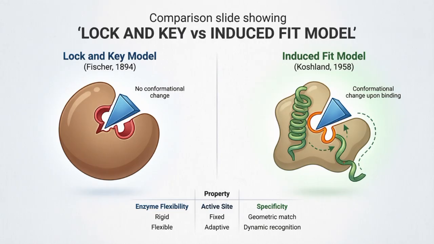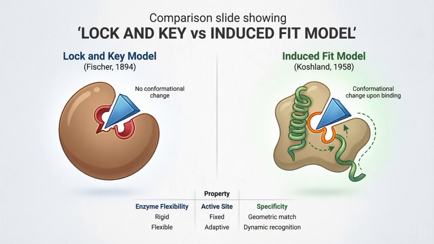First, let's examine the left side, the lock and key model, proposed by Fisher in 1894. Look at this brown or tan-colored spherical enzyme structure. It has a smooth, rigid appearance. Inside, you can see the red-colored active site. Notice how it has a fixed, preformed shape. The blue triangular substrate is shown fitting into the red active site. The label clearly states, no conformational change.